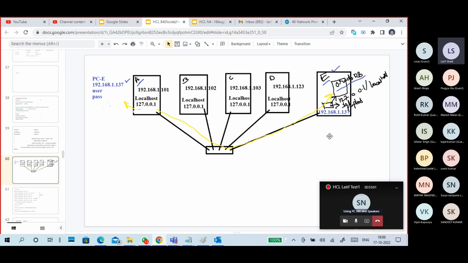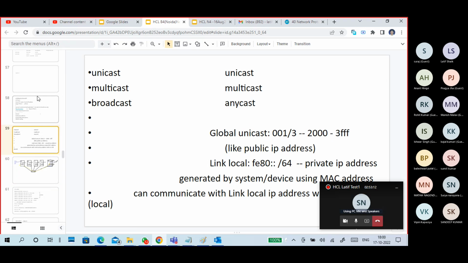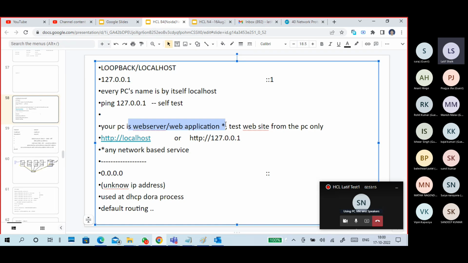The same application on the PC, I'm accessing from the PC, it is 127.0.0.1. So for network related services, not direct app services, network related. See, a web server or web application is there. You deploy it into your local PC. You want to access it, use 127.0.0.1. Okay, another IP address is there, that is called 0.0.0.0. That is an unknown IP, reserved IP address for certain processes like the DHCP DORA process, default routing process.